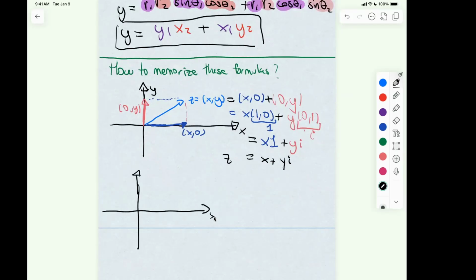For example, if this had been the point 3 comma 5, you would say that this is 3 plus 5i. Or if this had been the point, let's say, 4 comma -2, then this would be 4 minus 2i.